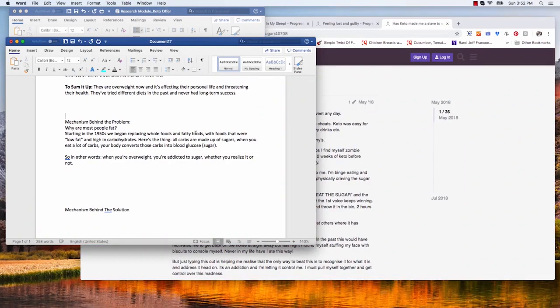So I was looking at this here. One thing I would say is that instead of saying all carbs are made of sugars, which is true, I think it may be clearer to say when you eat a lot of carbs, your body converts these carbs into blood glucose, or sugar. And I can get a little bit deeper into that.